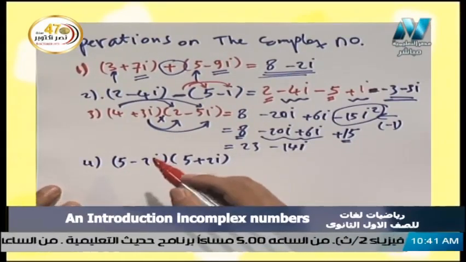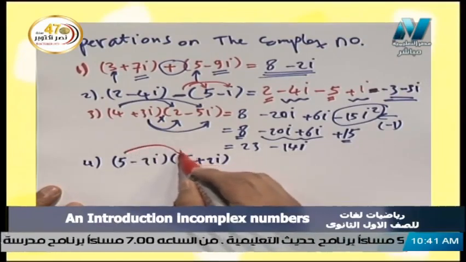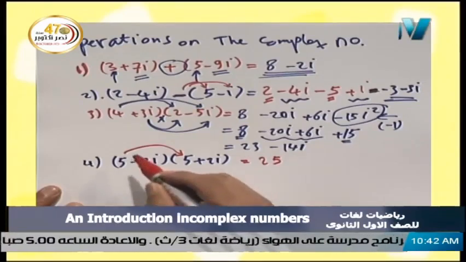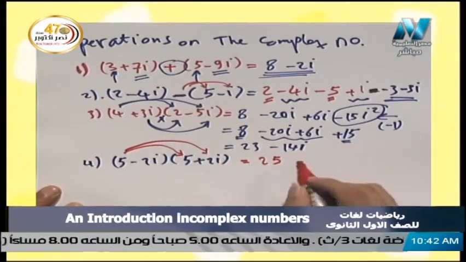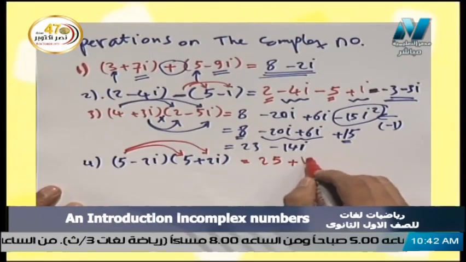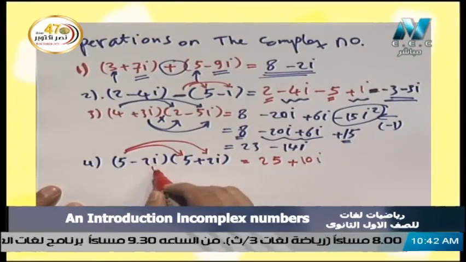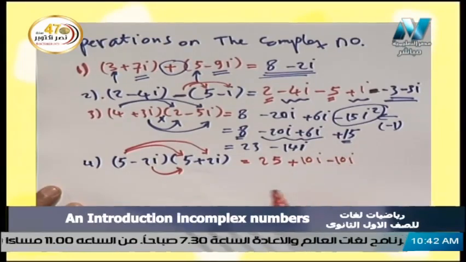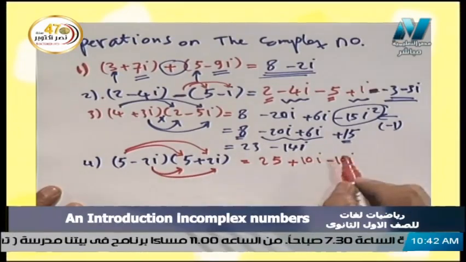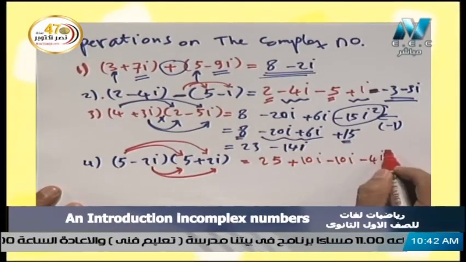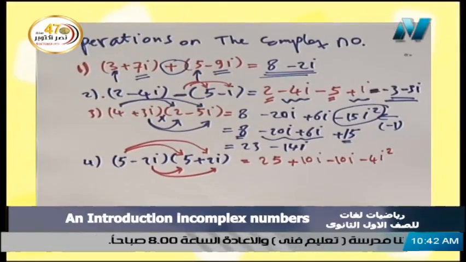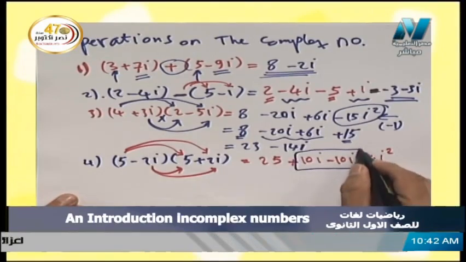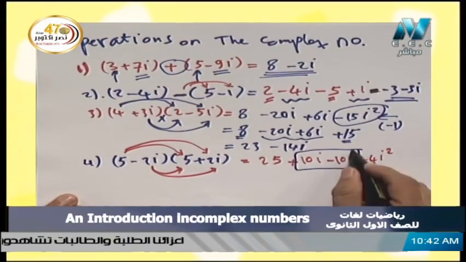Let's multiply. 5 multiplied by 5 here will be 25. If we multiply 5 by 2i, it will be positive 10i. If we multiply negative 2i by 5, it will be negative 10i. Negative 2i multiplied by 2i will be negative 4i power 2. And you notice that here we have 10i minus 10i, so it's 0.